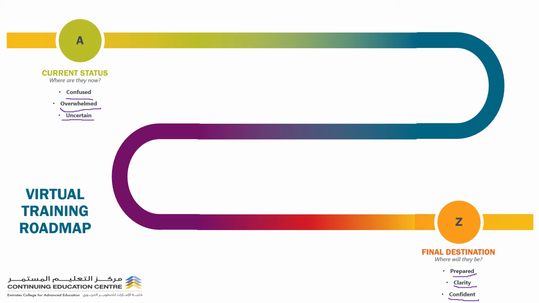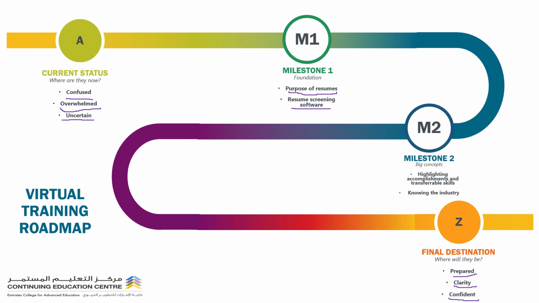And so from those milestones, that is where we're going to pull out our objectives and outcomes for the virtual training. So let's look at milestone 1. Milestone 1 says the purpose of resumes, resume screening software. These are just kind of foundations, right? So our objective from milestone 1 might be understand the purpose of resumes, or understand applicant tracking software or resume screening software.